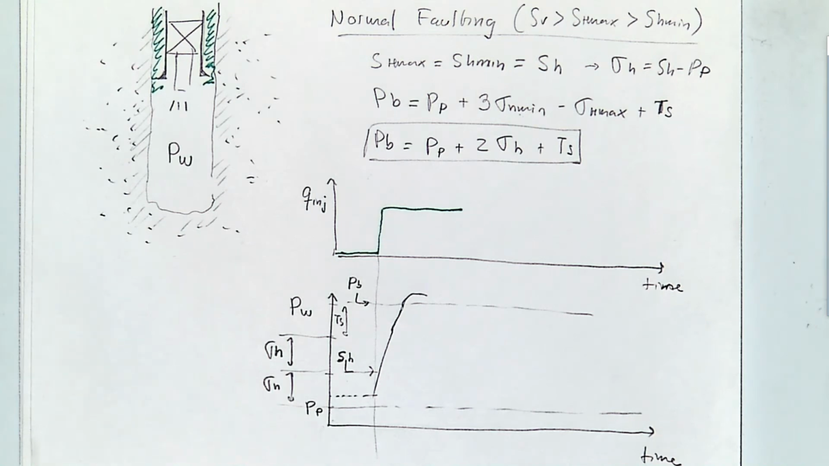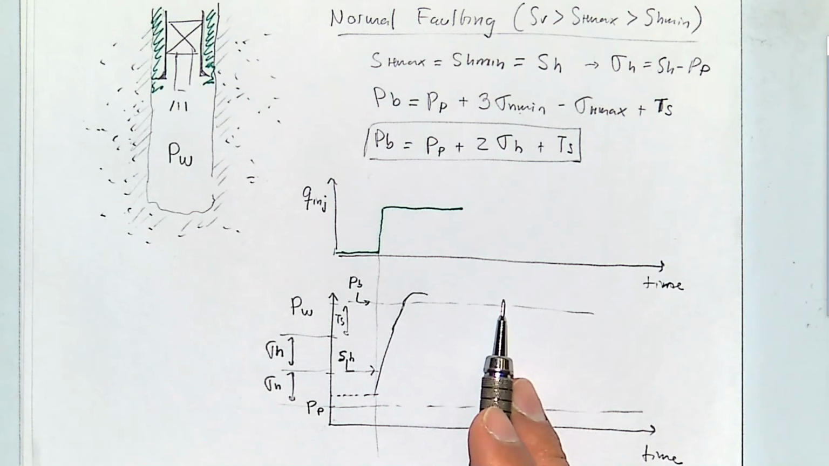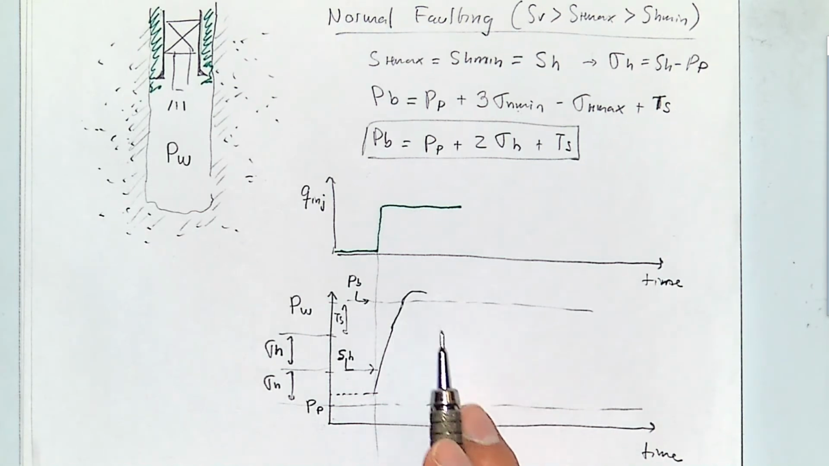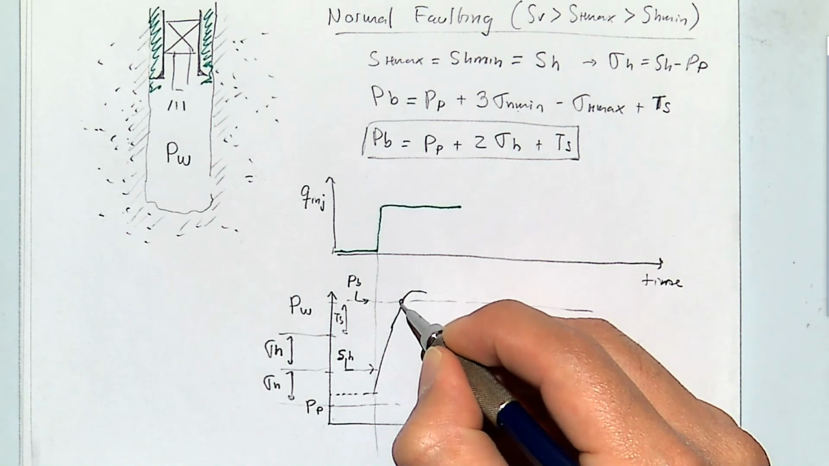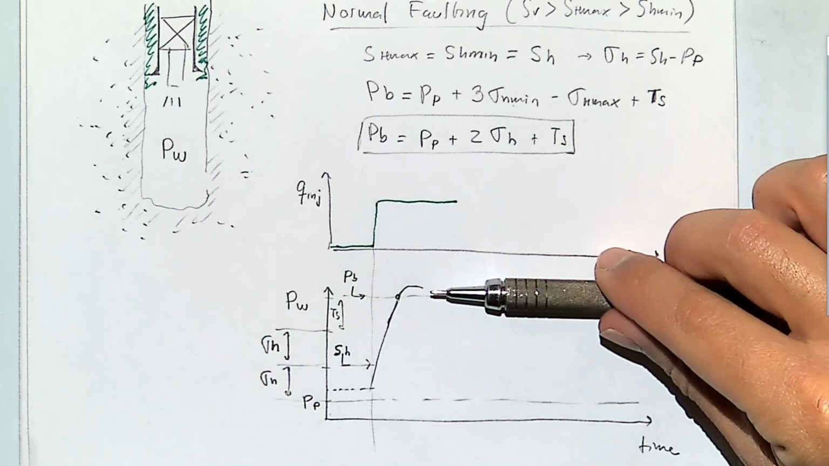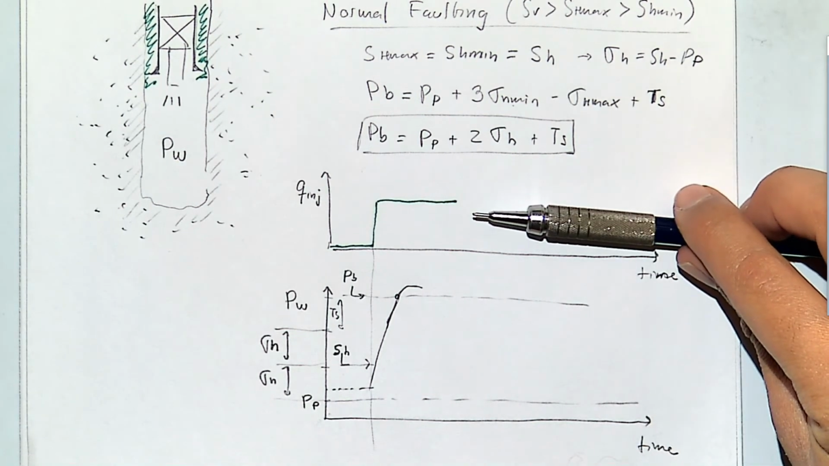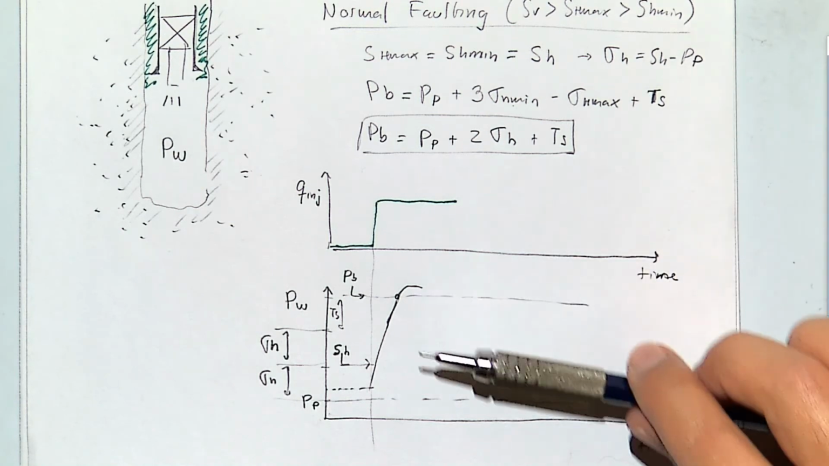Can it continue growing? We said no, because we have an open fracture. Would it continue at the same pressure, or would it decrease? What do you think makes sense for you? Level off at this value, at the maximum value? No, look, the injection is still continuing. So we're still injecting, same rate.